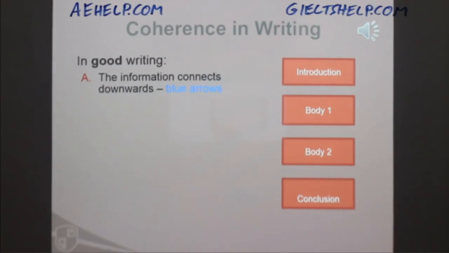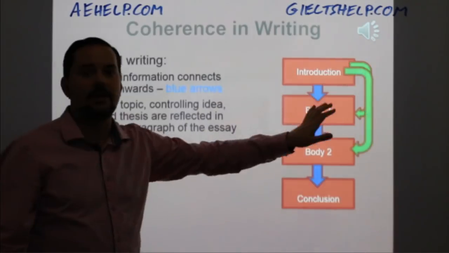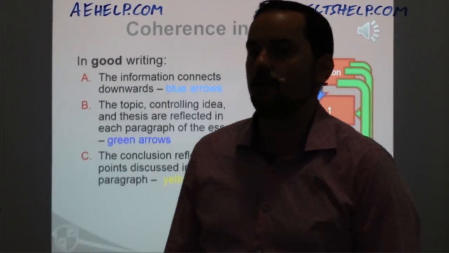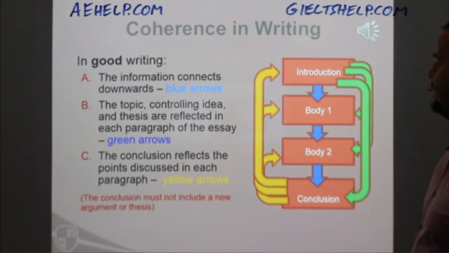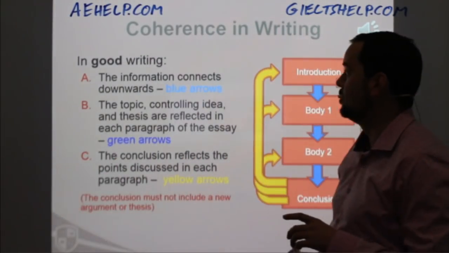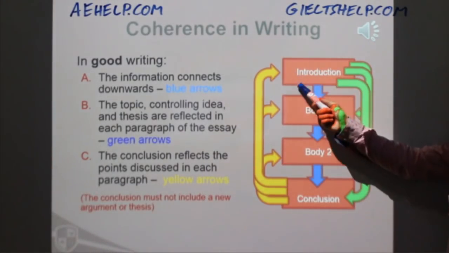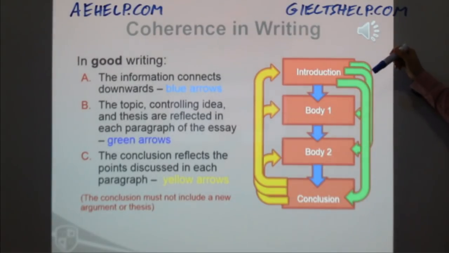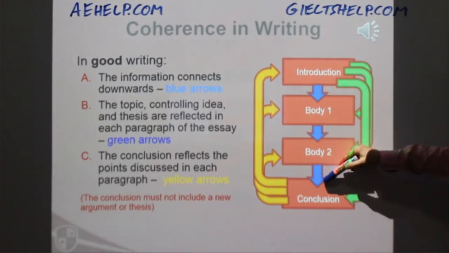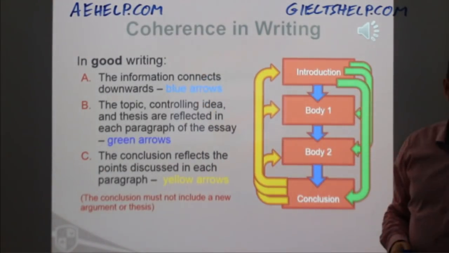All right, so here is something very important for coherence in writing. This is the second graph for this task 2, and a very important one. Keep this in mind. This is what you consider to be good writing, or what we consider to be good writing. You have your introductory paragraph here. And notice these arrows here, the blue ones. So the information needs to connect downwards.